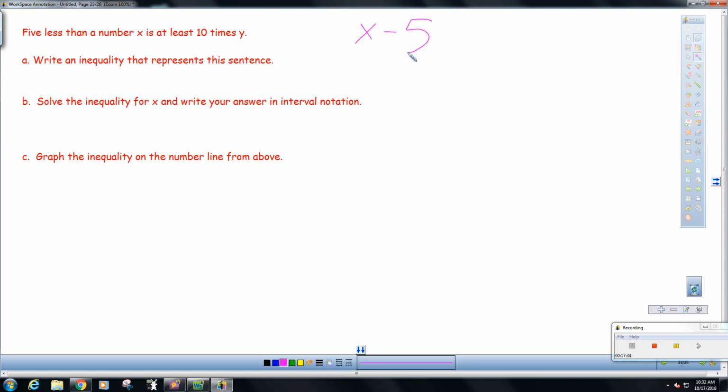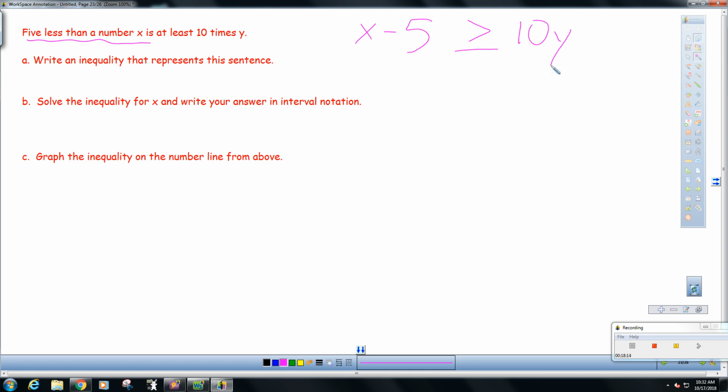So, 5 less than a number X is written like that. Is at least. It's greater than or equal to. Are you at least 10? Are you at least 11? Are you at least 12? Are you at least 13? Are you at least 14? Are you at least 15? No. So you are less than or equal to... No, you are greater than or equal to 14. All right. There we go. So that's part A.